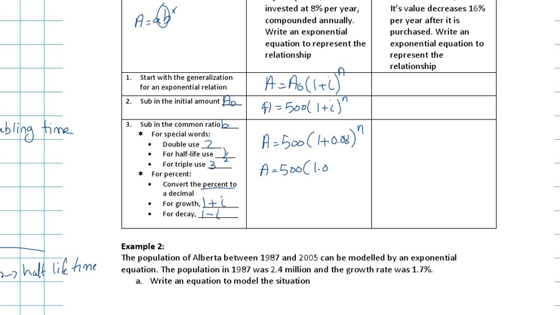Right? Now, that's 0.08, you divide 8 by 100. Okay? Now, the question is not specifically asking you what would your amount be in so many years, right? So you have to leave it as n. You can't plug in anything for n. Unless the question says, what would your amount be in 10 years? Then you plug in 10 for n.